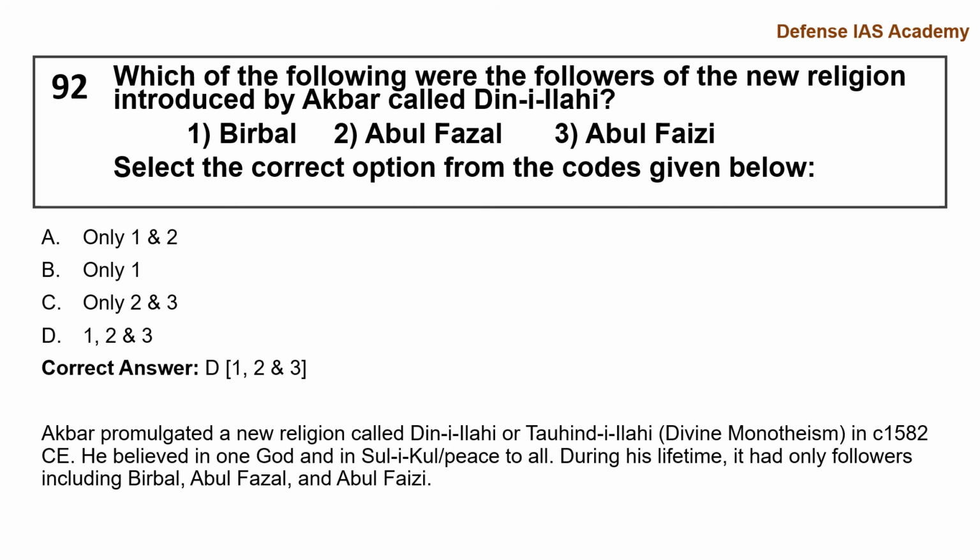Akbar promulgated a new religion called Din-e-Ilahi or Tauhid-e-Ilahi, divine monotheism, in 1582 CE. He believed in one God and in Sulh-e-Kul, peace to all, during his lifetime. It had only a few followers including Birbal, Abul Fazl and Abul Faisi.